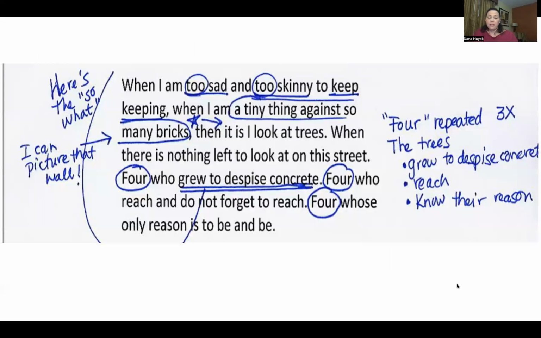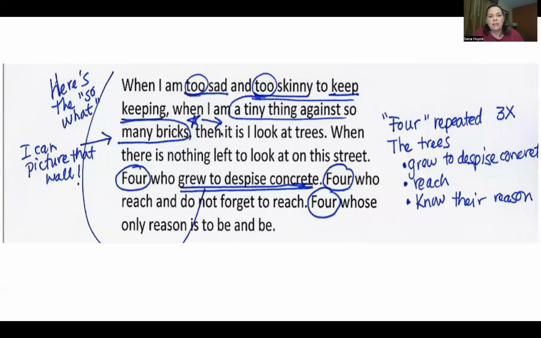Okay, now that the 2 minutes are up, let's come back together. All right, so here's what I did. Compare it with yours and see if you kind of picked out the same things. So I circled, when I'm too sad and too skinny to keeping, when I am a tiny thing against so many bricks. I can picture that in my head. I can see it. It's starting to come to life.